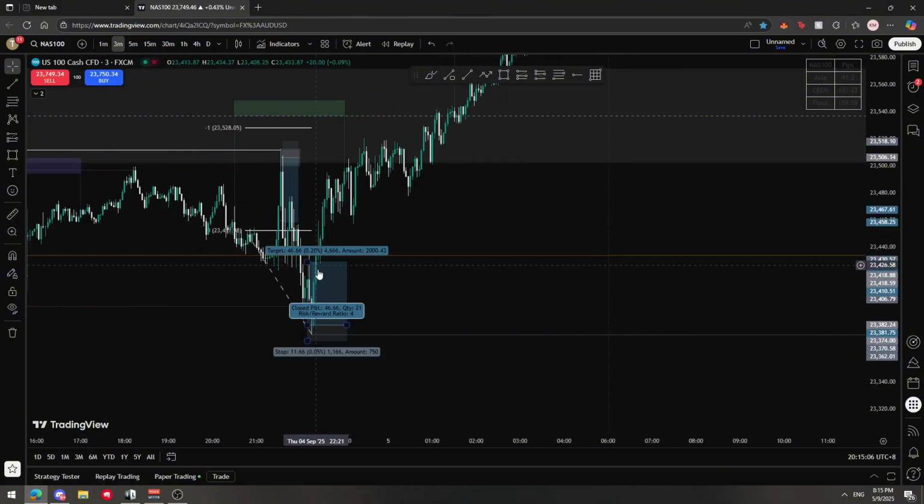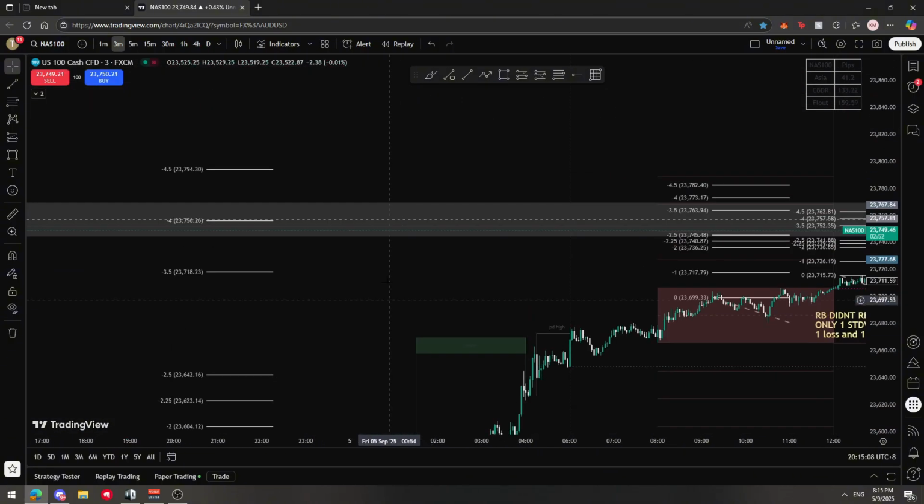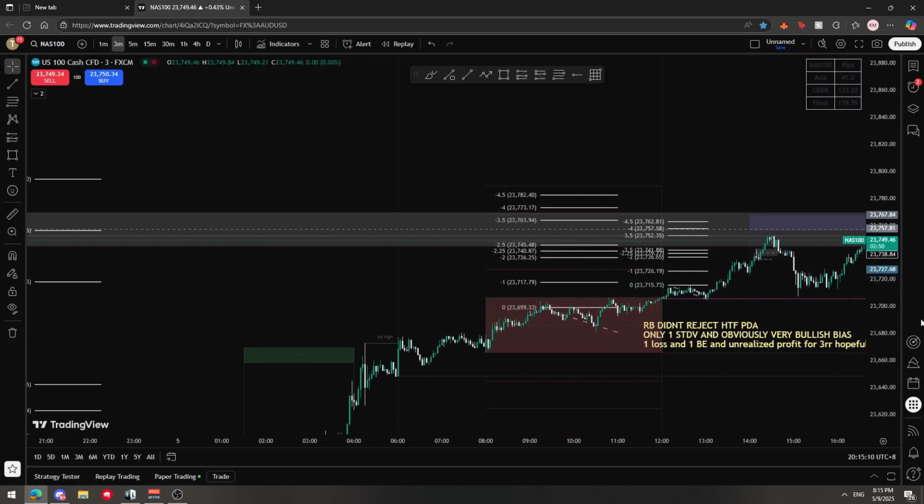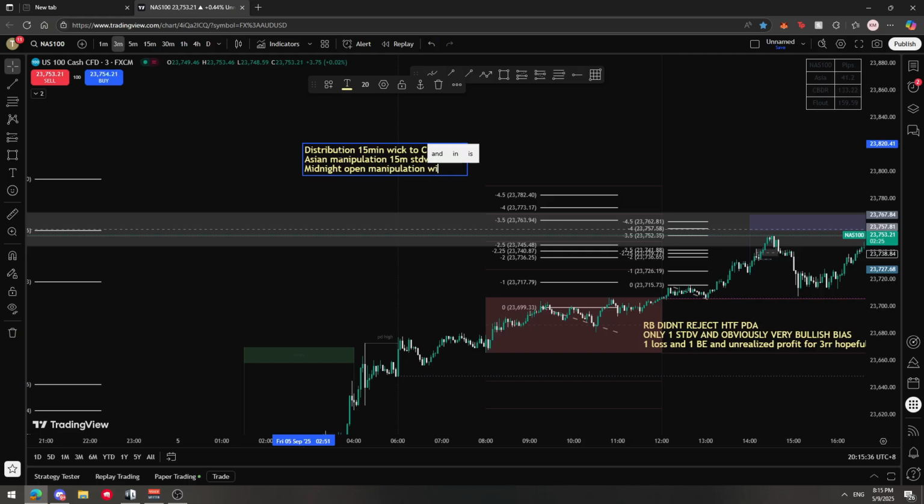I mean the distribution. We had this 15-minute standard deviation that lines up exactly with the CE. So we had that. Let's type it all out so we don't get confused. Distribution: 15-minute wick to CISD STDV. Asian manipulation 15-minute STDV, and midnight open manipulation from wick to wick.